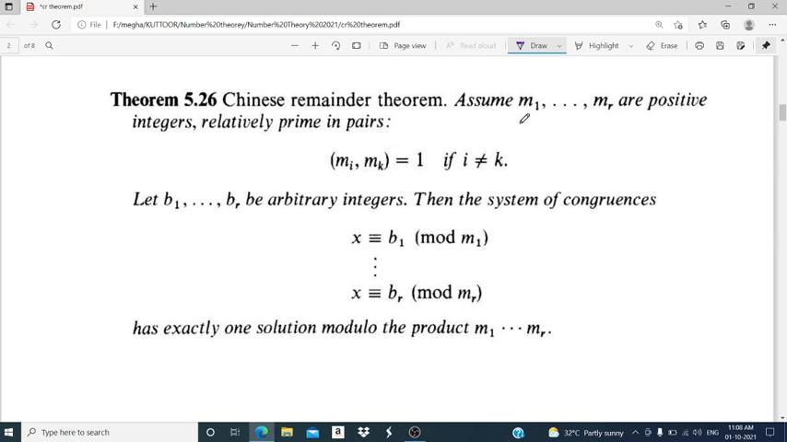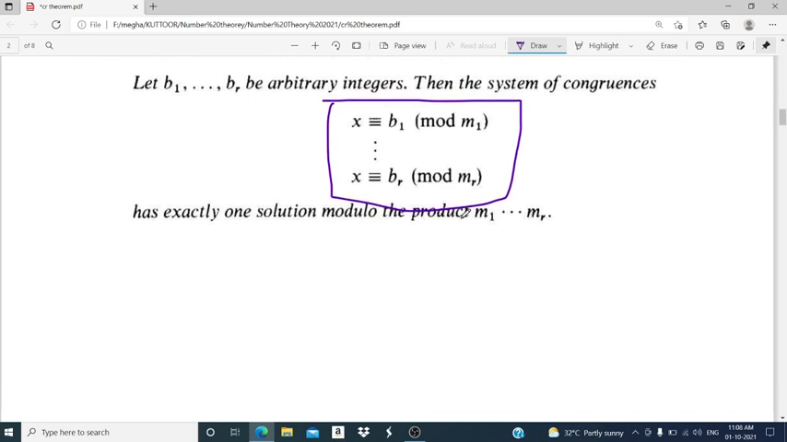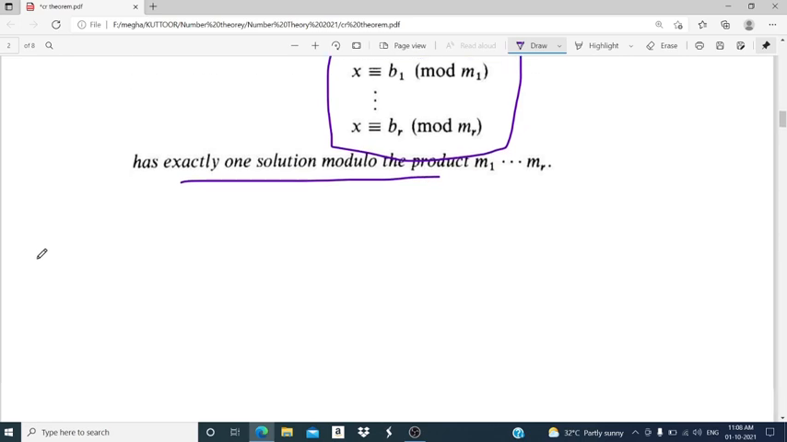The statement is, assume m1, m2, etc., mr are positive integers relatively prime in pairs. That is, if you take any two positive integers mi and mj, they are relatively prime in pairs, so their greatest common divisor is 1 for i not equal to j. And b1, b2, etc., br are arbitrary integers. Then the system of congruences x congruent to b1 mod m1, x congruent to b2 mod m2, etc., x congruent to br mod mr has exactly one solution modulo the product. We have to prove this.